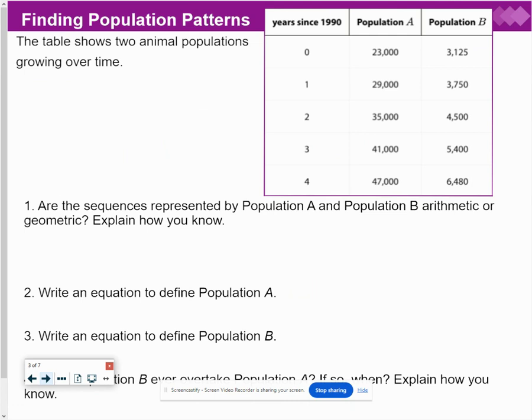Still on page 60, we've got these population patterns for 2 different animals. It doesn't tell me what these animals are, but I want to know for each population if it's arithmetic or if it's geometric. So looking at this, I'm hoping that you can see that population A has to be arithmetic. And that common difference, the number that we're adding every single time, is 6,000.